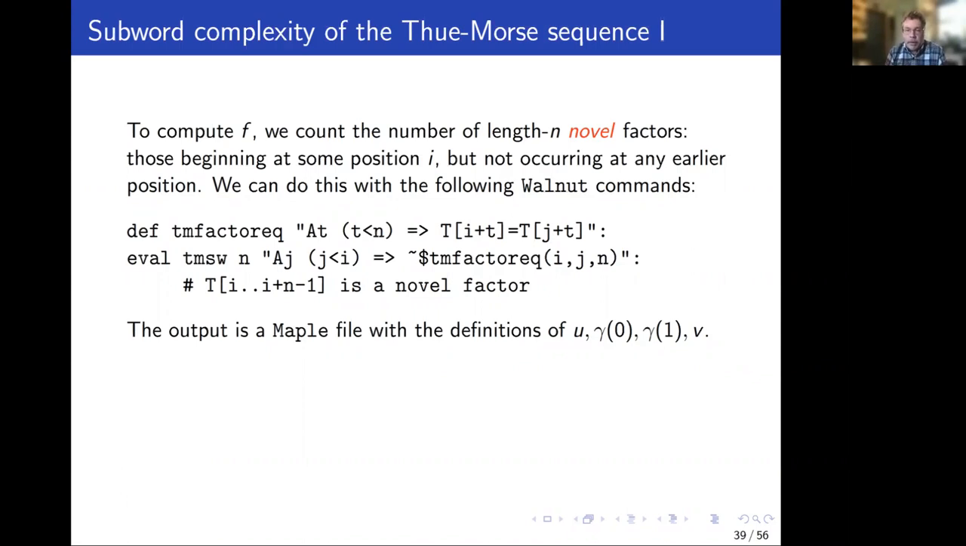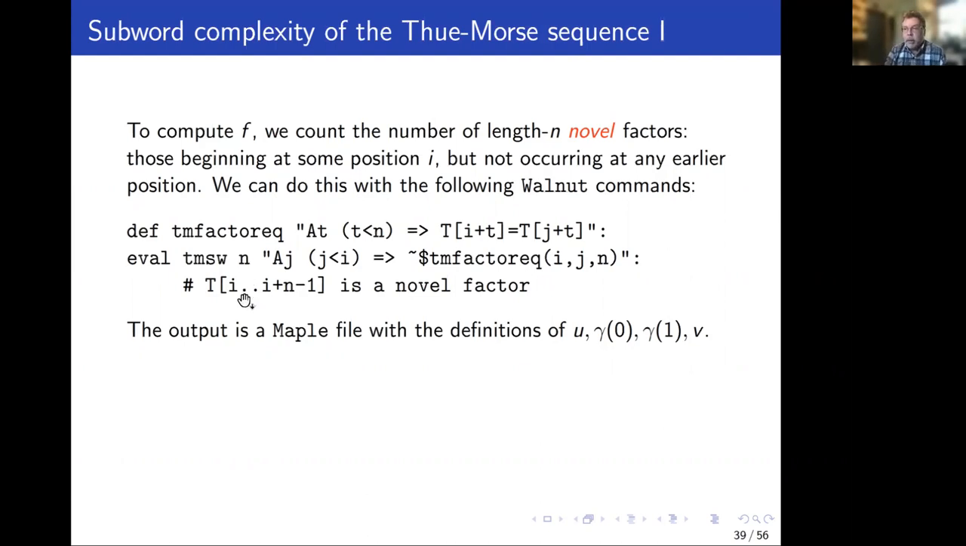So if we count how many first occurrences there are, novel factors, that's the total number of distinct factors. So here's the Tm factor equal, you've seen this many times. This says the length n factors beginning at position i and position j are the same. This says for all j, if j is less than i, then the factors beginning at position i and j are not the same. In other words, t from i to i plus n minus 1 is a novel factor. And you'll notice this is slightly different syntax here. There's an n here that never appeared before.